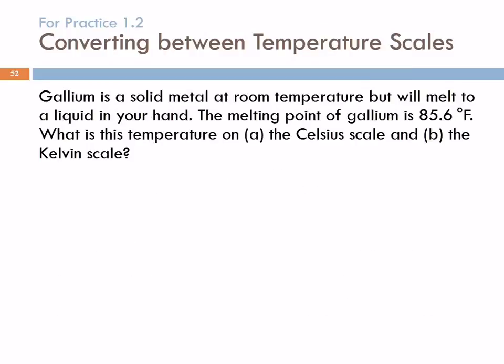Gallium is a solid metal at room temperature, but will melt to a liquid in your hand. Unfortunately, I believe it's toxic, and so we can't play with it. The melting point of gallium is 85.6 degrees Fahrenheit. What is this temperature on the Celsius scale and on the Kelvin scale?